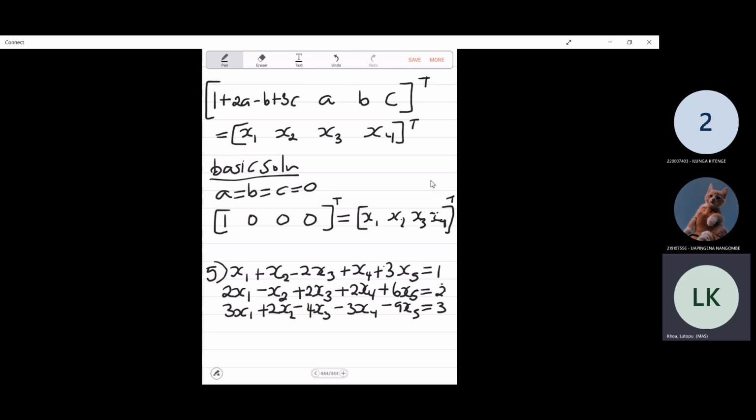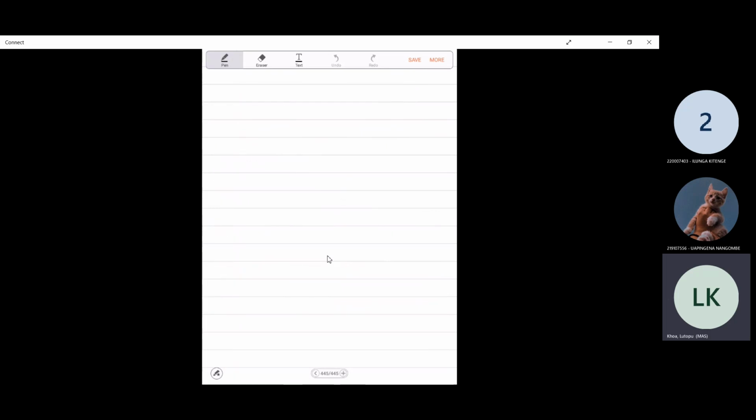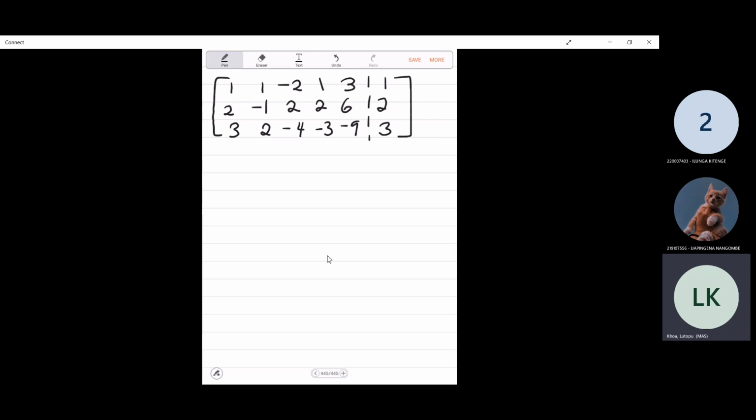So we want to work out the rank and the basis of this system here. So as usual, the first thing we need is our augmented matrix. So the augmented matrix will look like this. I have 1, 1, minus 2, 1, 3, and I have 1 here. 2, minus 1, 2, 2, 6, 2, 3, 2, minus 4, minus 3, minus 9, 3.